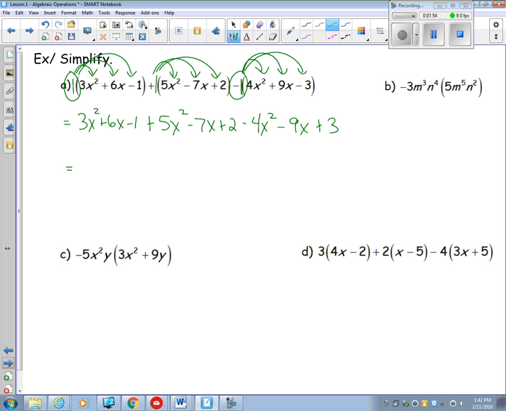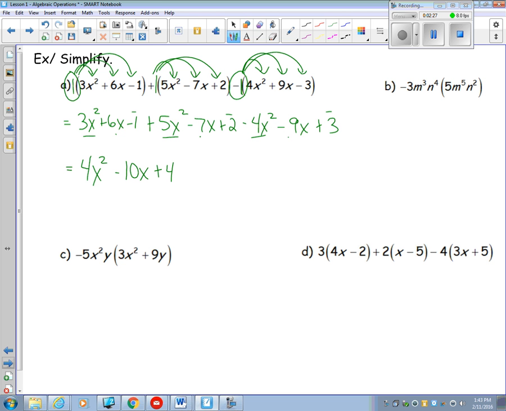Now that my brackets are gone, I'm going to look for like terms. So I've got all these things that have x squareds in them. So 3 plus 5 minus 4 gives us 4x squareds. I got the 6, the minus 7, and the minus 9. That gives us minus 10x's. And then I've got negative 1, positive 2, and positive 3. And that gets me 4 things. So I've taken a complicated looking polynomial and made it into something simpler so I can look at my degree, my leading coefficient, all those good parts and pieces. Okay, we'll try the next one.